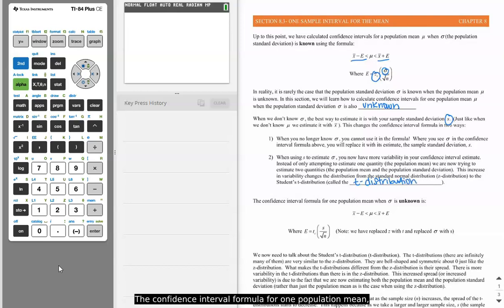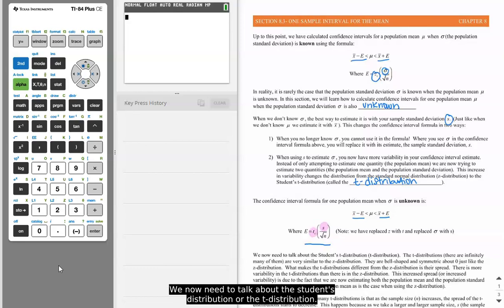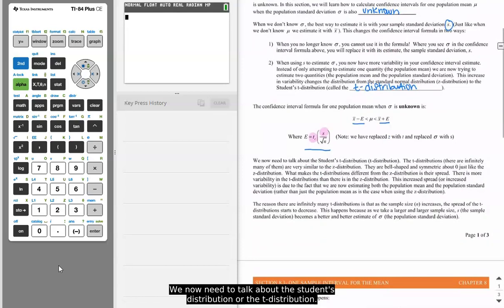So the confidence interval formula for one population mean when your population standard deviation is unknown, you'll actually notice this piece here looks exactly the same, right? Because it's not taking into account the sample standard deviation and the critical value, just E. Now, if I look at what E actually represents, we can notice now we see S and we see t of c. So we are seeing a slightly different notation because we don't know the population standard deviation, and now we're using a t-distribution. So we now need to talk about the student's distribution, or the t-distribution.